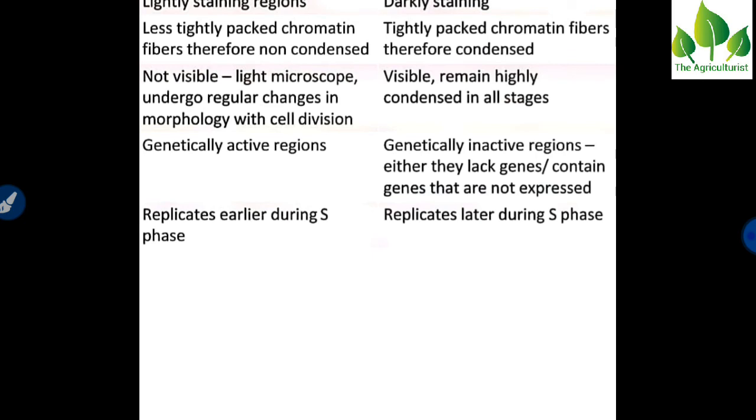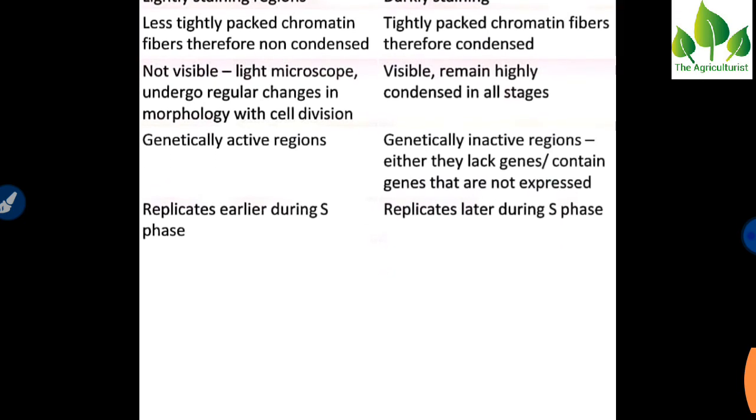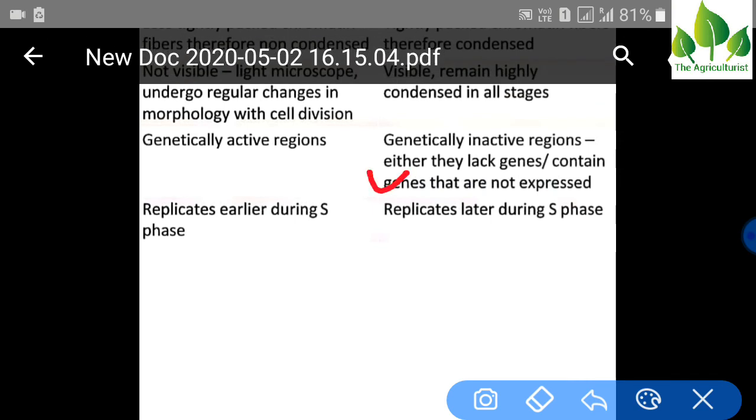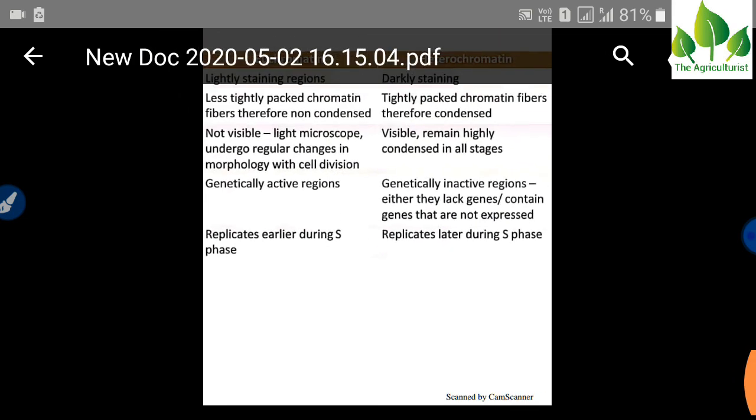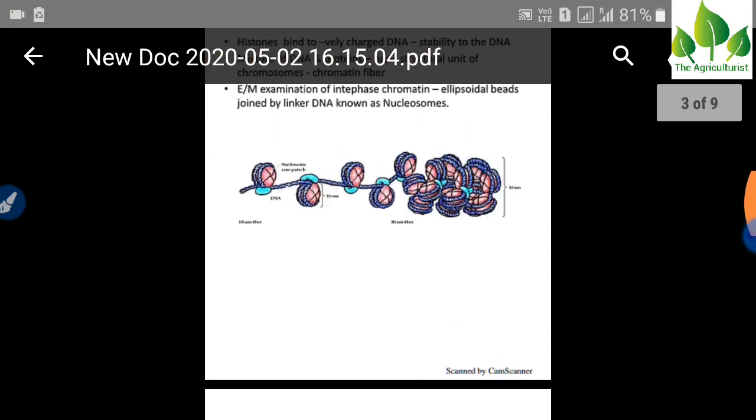Euchromatin is a genetically active region, and heterochromatin is a genetically inactive region. We can't say that there is no gene, but we can say that it contains genes that are not expressed. That's why it is known as heterochromatin. Euchromatin replicates earlier during S phase, and heterochromatin replicates later during S phase. So that's all about it.